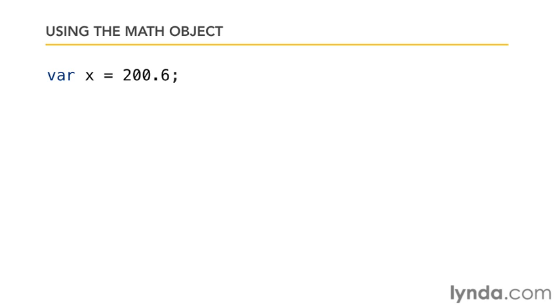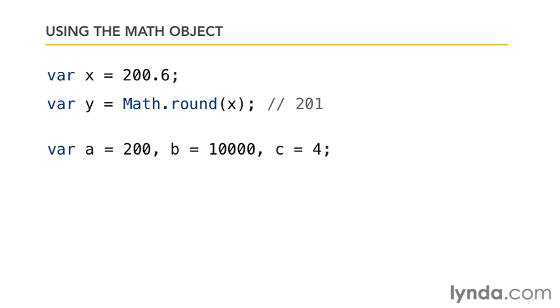What you might do is first create a variable called x. I'm setting this to 200.6, and I'd like to round this number. This is the way I'd do it. I'd create a new variable called y, and create it by calling Math.round, passing in that variable x. That would give me 201. It would round it up. So we often just use the math object directly.